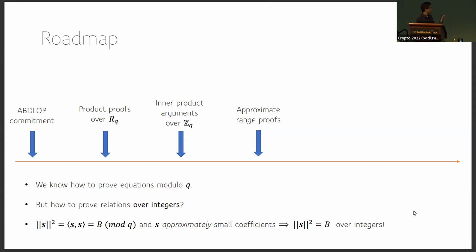Well, let's say I want to prove that the norm of s squared is equal to B. First I can prove that the norm of s squared, which is the inner product of s with itself, is equal to B mod Q. And then if I prove that s has approximately small coefficients, then I show that there is no modular overflow, so we can indeed prove that the norm of s squared is equal to B. So that's how we prove the norms, and also that's how we prove that the vector has binary coefficients.